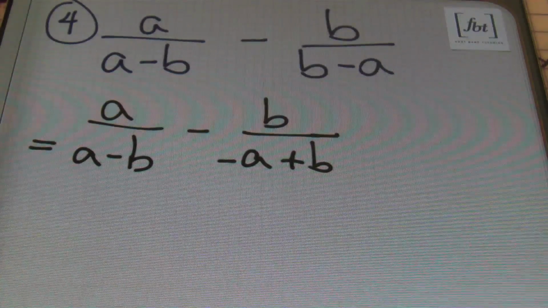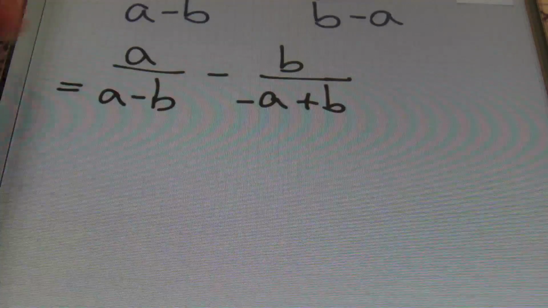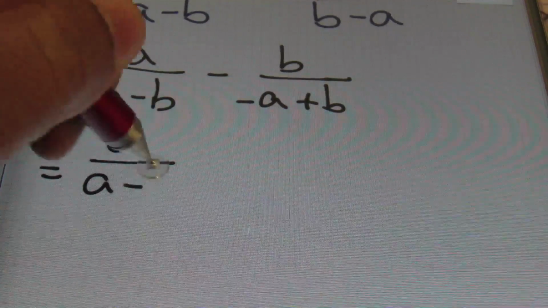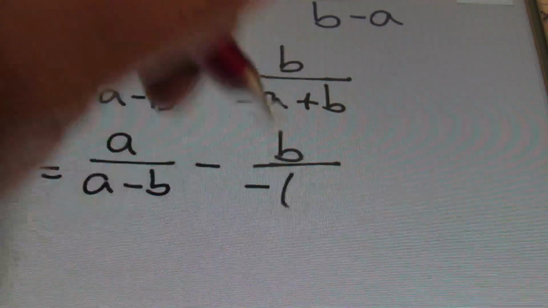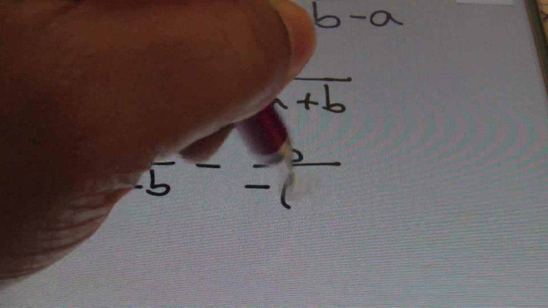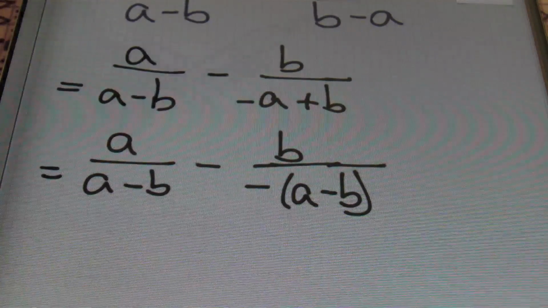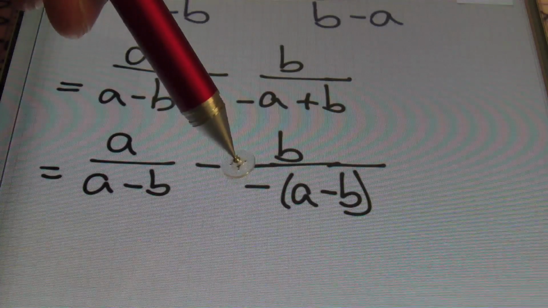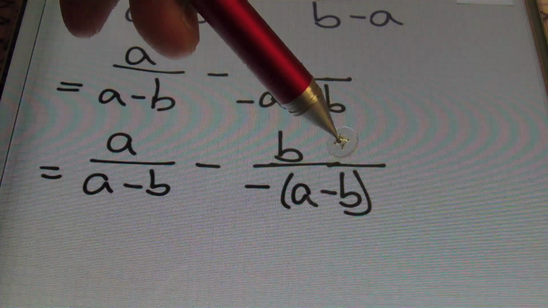All right, then from there, in that second denominator, I'm going to factor out a negative. So I'm going to rewrite this as a over a minus b minus b over, and I'm going to factor out a negative. So I'm using parentheses, so this will be a negative, a minus b inside the parentheses. So what happened in this second denominator, I factored out a negative, or you could say negative 1, and this leaves me with a minus b inside the parentheses.